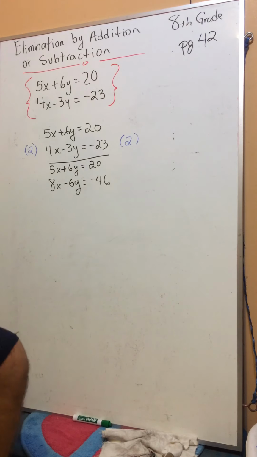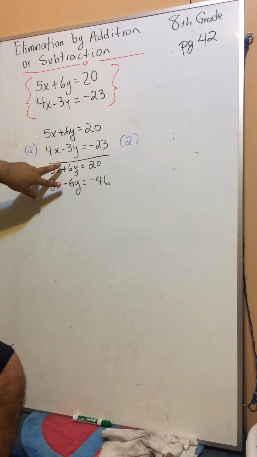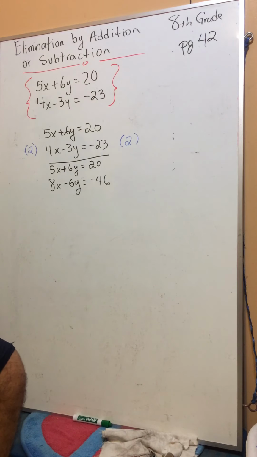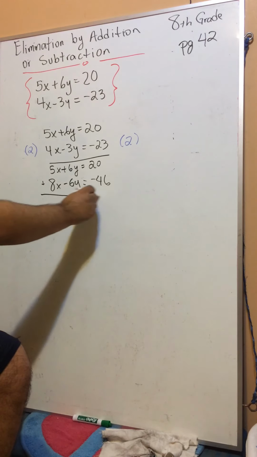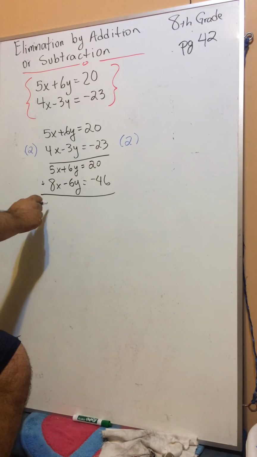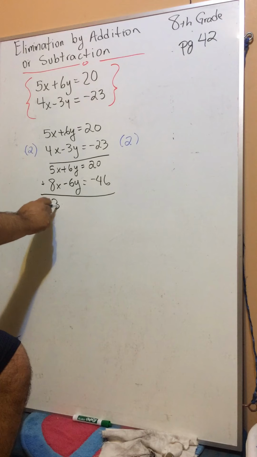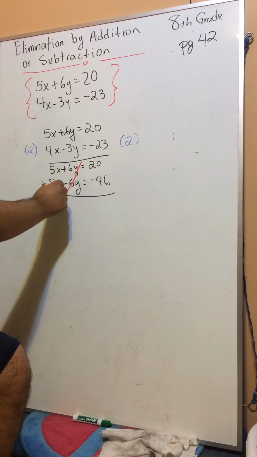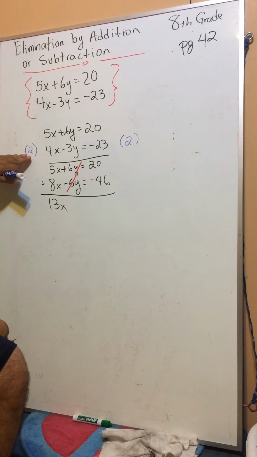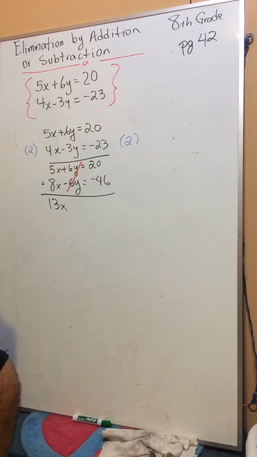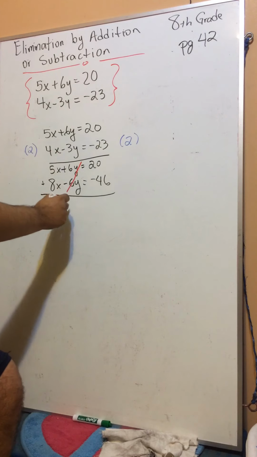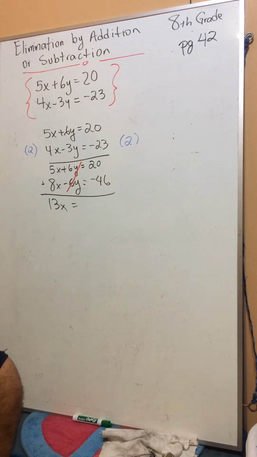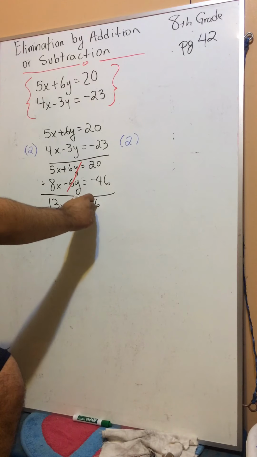Now, why did we do this? Because we're looking to cancel. Can we cancel these two? No. But can we cancel these two? Yes. Because when we add them, you'll see that they will be canceled. So 5x plus 8x is going to be 13x. Now look what happens here. Plus 6 minus 6 is going to be 0. So this gets canceled. That's why we were looking for the number 2. We're looking for a number that's going to help us cancel the middle term. And then we have equals 20 minus 46 is going to be minus 26.